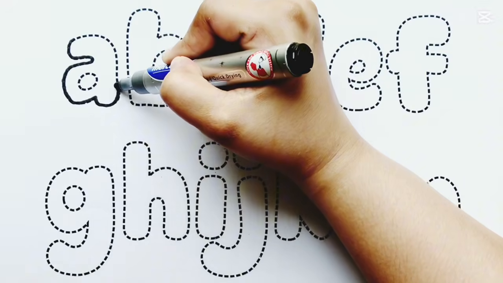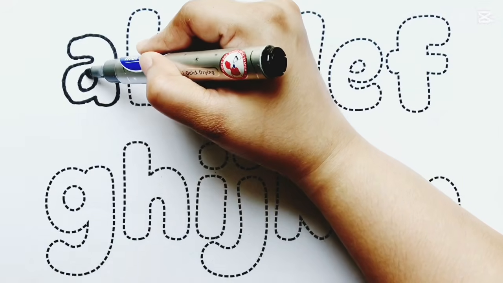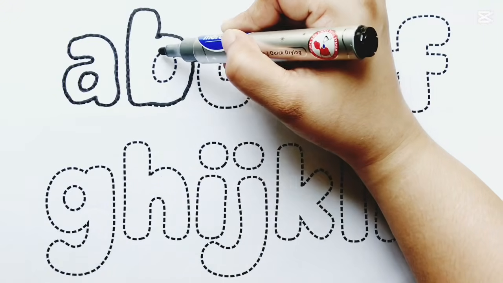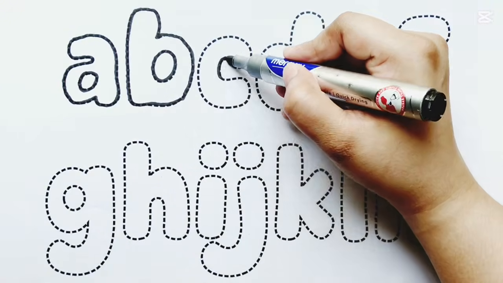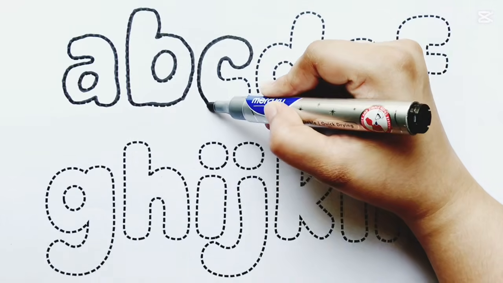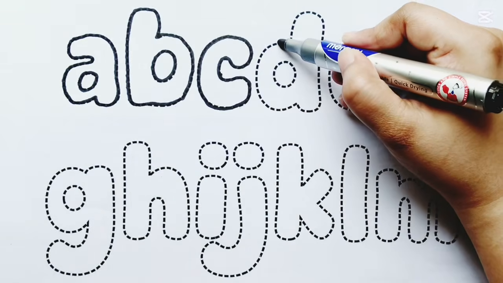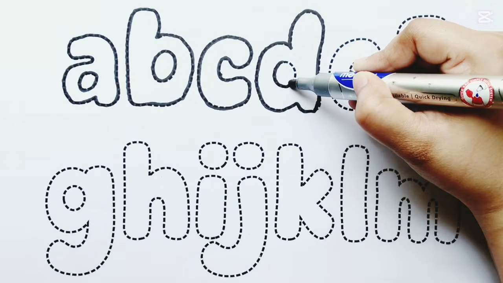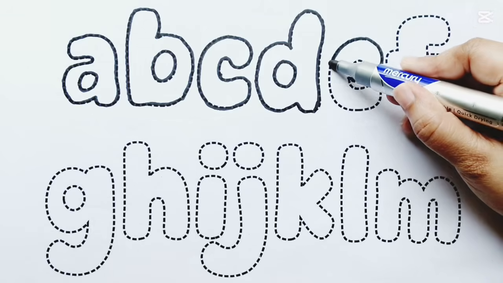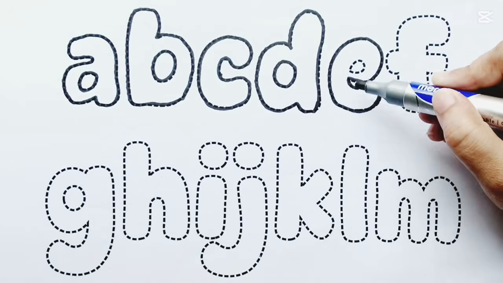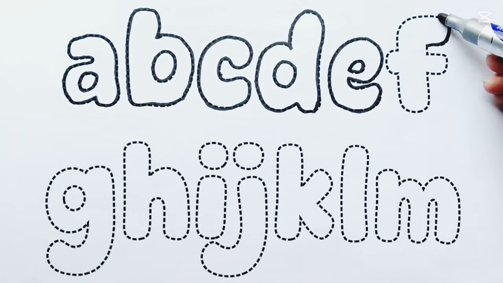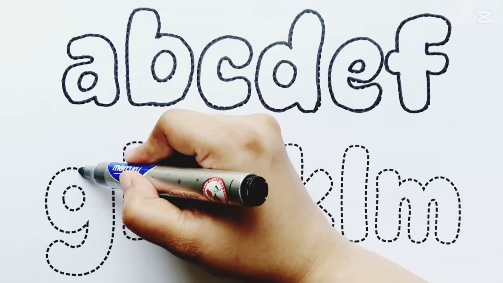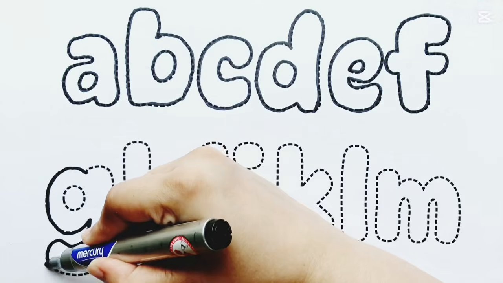A for apple. B for bicycle. C for cherry. D for dolphin. E for egg. F for fish. G for grapes.